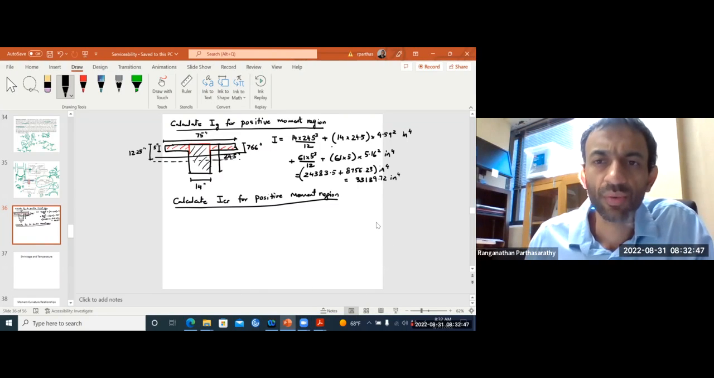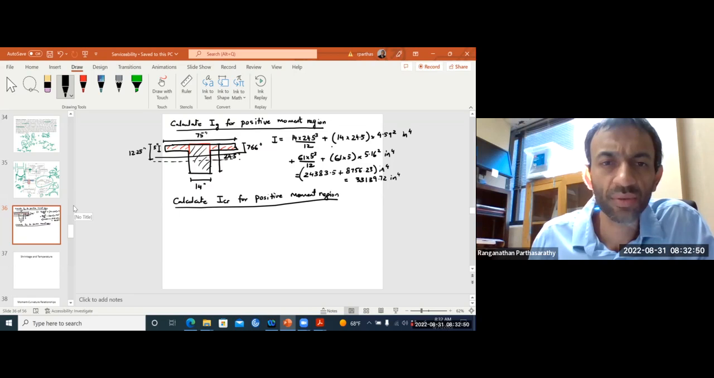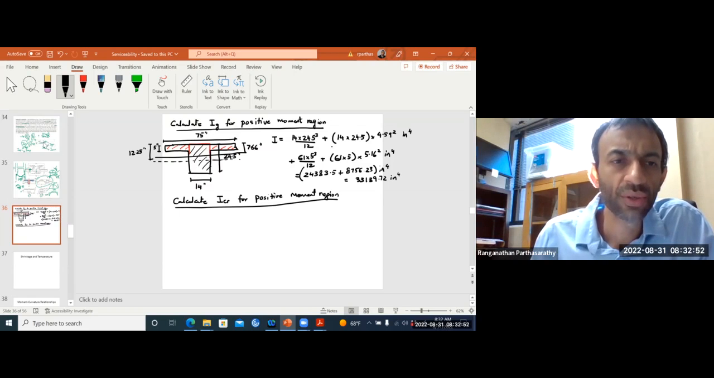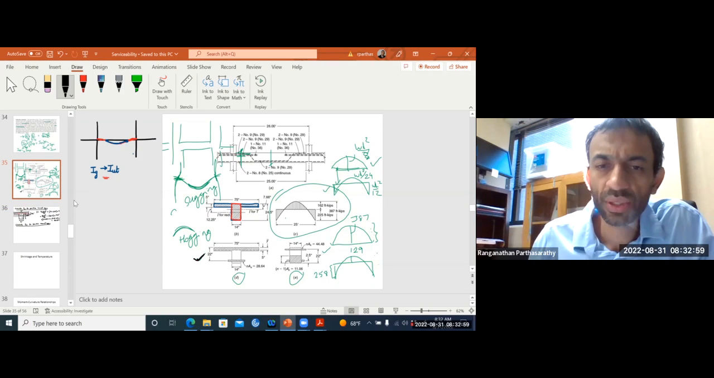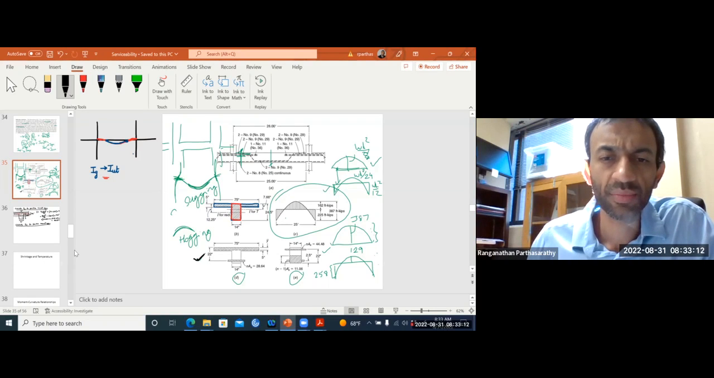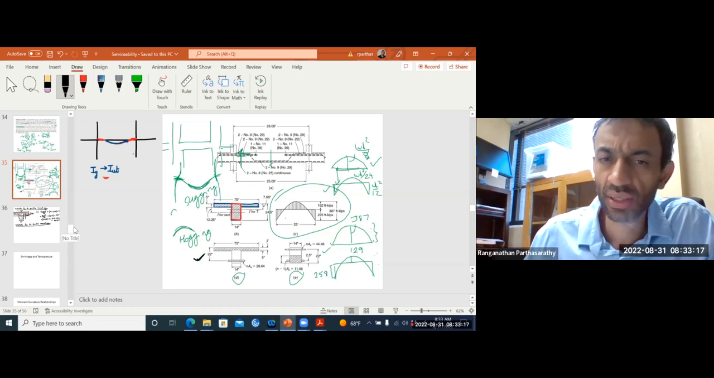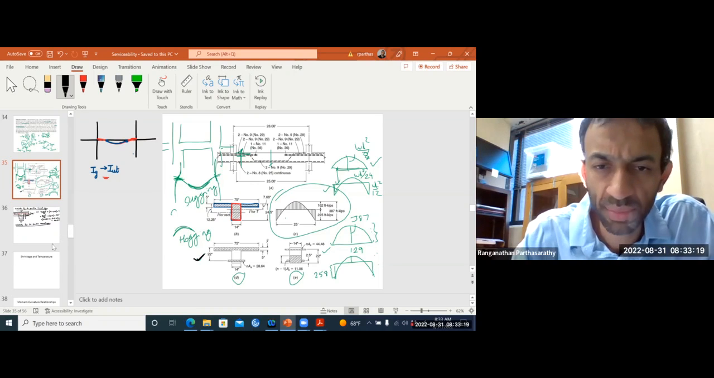So what's your cracked moment of inertia for the positive region? Your cracked section for the positive region is going to be like this, right? This is in compression, and then you have your tension steel. I hope you didn't forget how to calculate the position of the neutral axis and so on for a cracked section. So let's just take a picture of that.